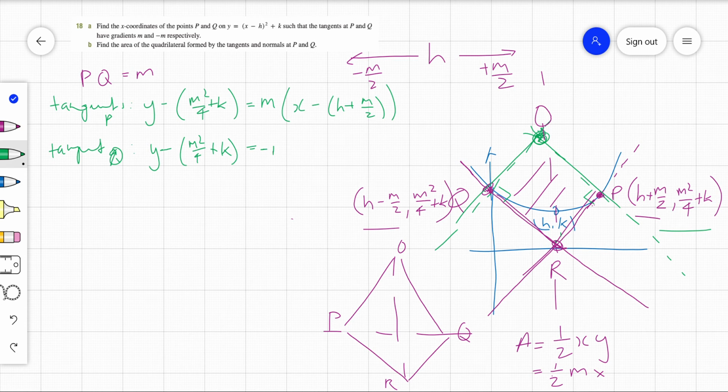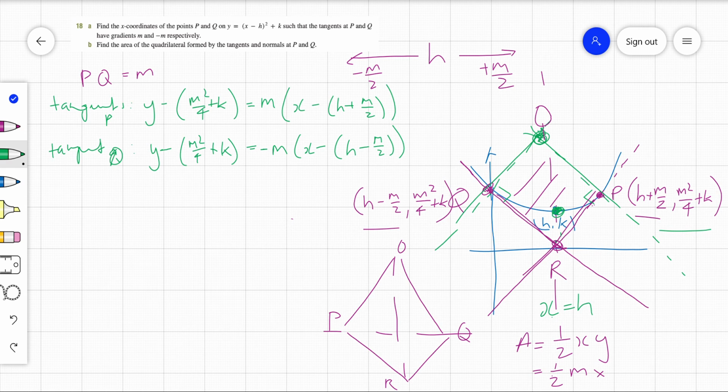And the gradient's minus m. And then we've got x minus, and we've got h minus m on 2 here. So those are the two tangents. Now we do know that the tangents intersect at x equals h. We've got this nice symmetrical parabola, and the P and the Q both lie on the parabola, and they're at the same height. So we do know that the tangents are going to cross right in the middle at the axis of symmetry, and we know the axis of symmetry here is x equals h. So we could just use that.